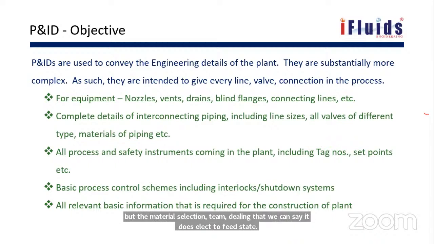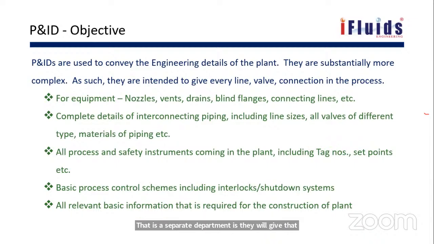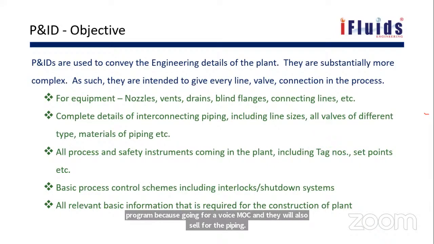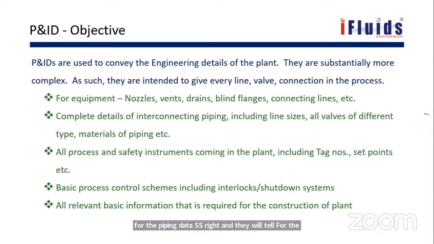And that is going on parallelly by the engineering team. There is a separate department itself. They will give that data, and then the valves and all. Say, for example, we are going for valves MOC, and for the piping they told SS, right? If they are going for a valve, they will not go for a full SS valve. They will say the valve will be carbon steel, and the trim will be higher grade SS, because the inner part of the valve faces the complete fluid. If the line is SS, then they will go for an SS valve. If the line is carbon steel, they will go for a carbon steel valve with stainless steel trims.